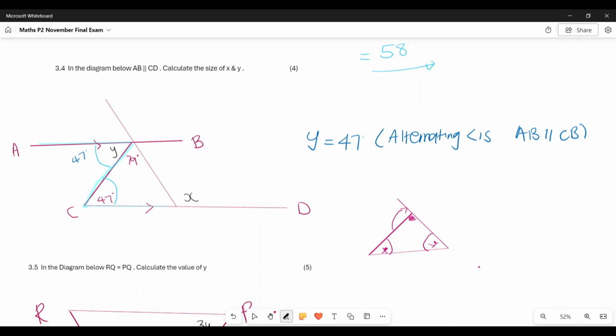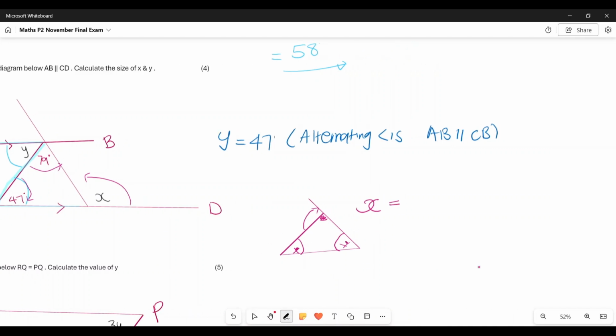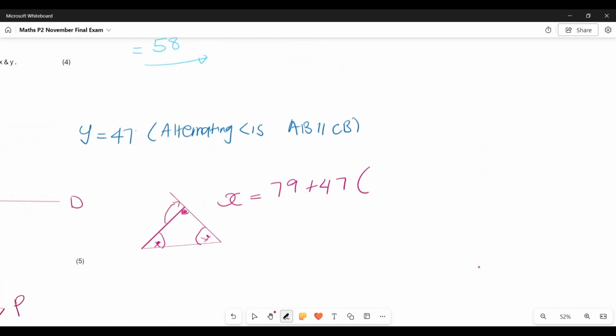Now trying to use the same concept here, can you see that our angle X is going to be equals to these two opposite interior angles, right? So here I'm going to say X is equals to 79 plus 47, and why is that? It's an exterior angle of a triangle.